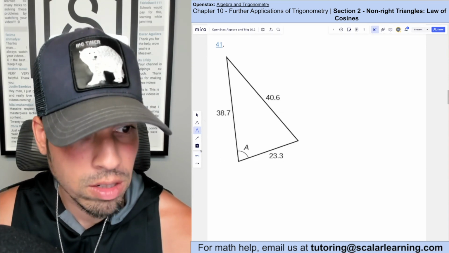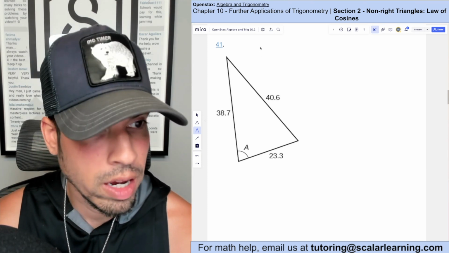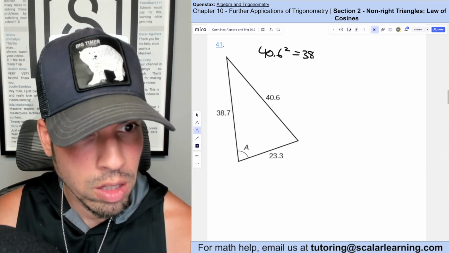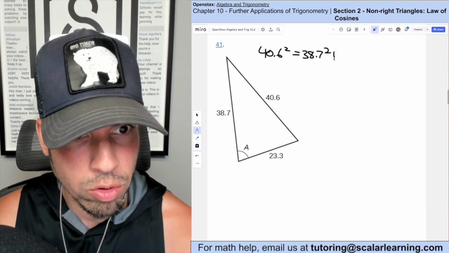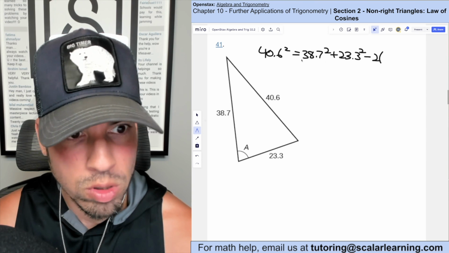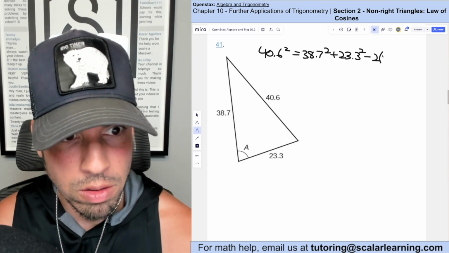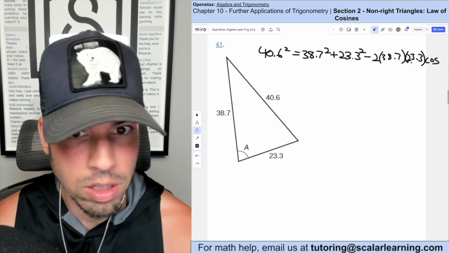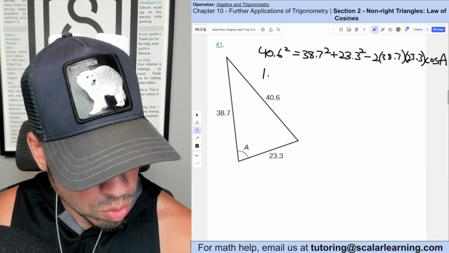So for this one, we're going to again use law of cosines to solve for that A, and that means we need to start with the side opposite the unknown angle. So we got 40.6 squared equal to the other two squared in no particular order, 38.7 squared plus 23.3 squared minus 2 times these two all multiplied together, and then times cosine of the angle opposite this side, which is A.